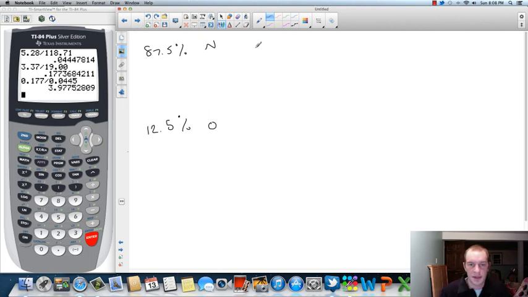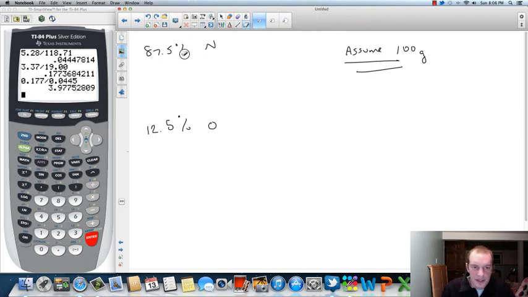Now here's what's interesting about this. If we assume that our sample is 100 grams, okay, that's the key. We want to make an assumption that our sample is 100 grams. 87.5% nitrogen actually works out to be 87.5 grams of nitrogen. And similarly, 12.5% oxygen is 12.5 grams of oxygen. Again, the key here is that if we assume a 100-gram sample, it works out.